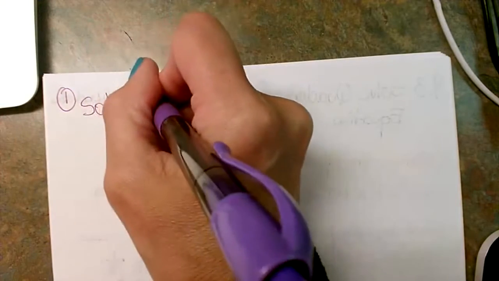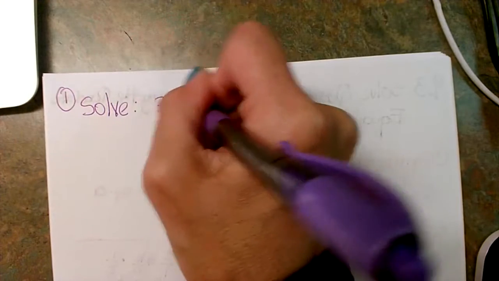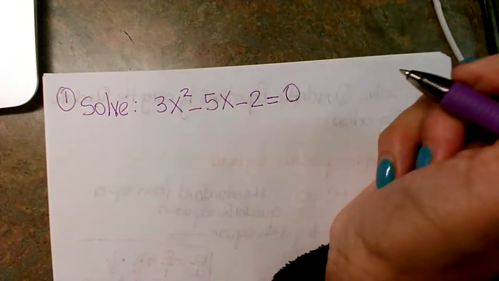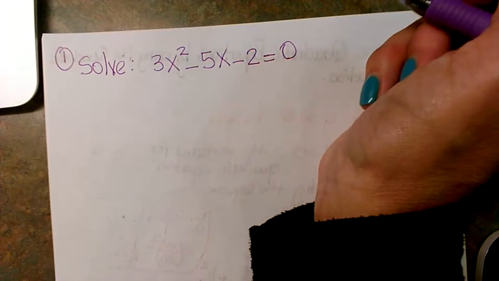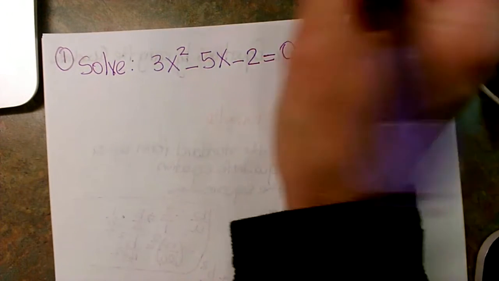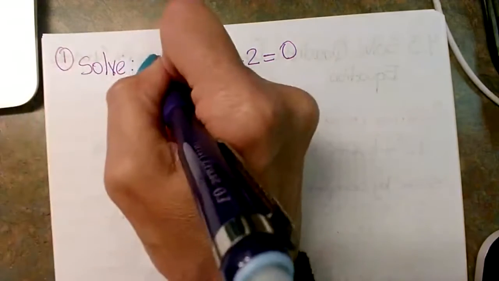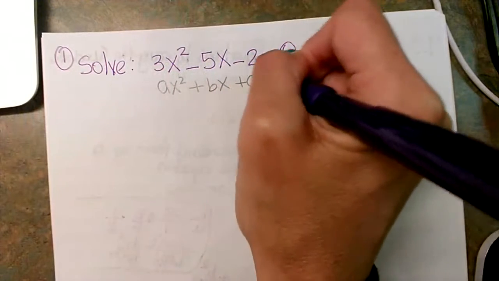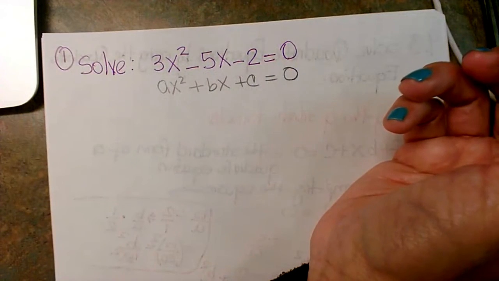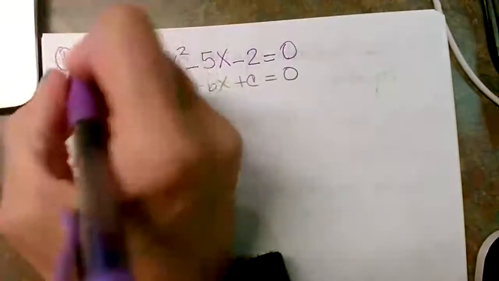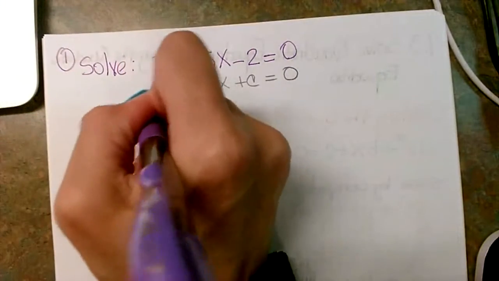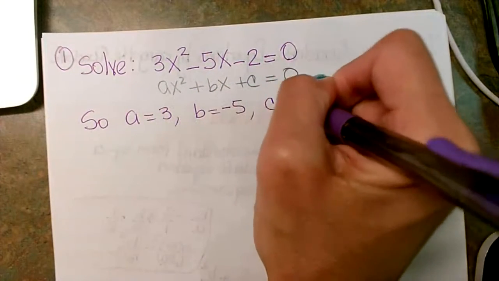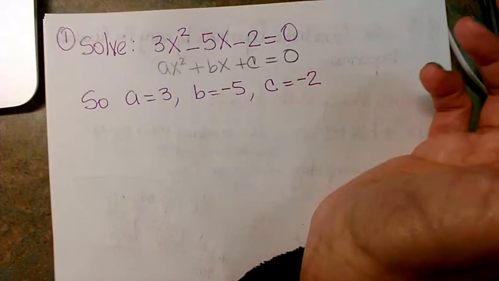Okay, this one. We have 3x squared minus 5x minus 2 equal to 0. I always like to start by checking: it's in the standard form, right? So A is equal to 3, B is equal to -5, and C is equal to -2. There we go.